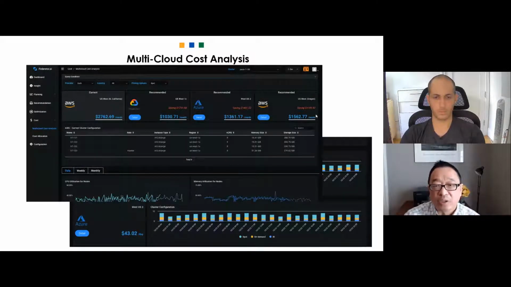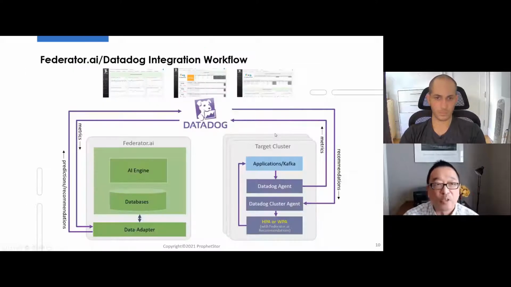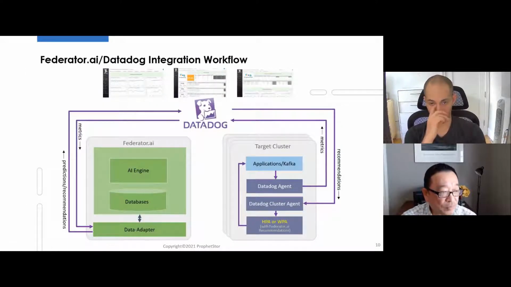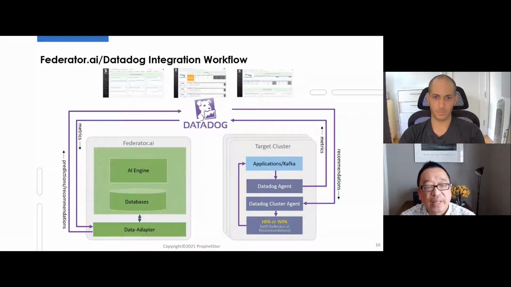So next, I want to actually go to the integration with Datadog. So how do we do integration with Datadog? To the end user, this is very simple. You install federated.ai in any of the OpenShift or Kubernetes clusters. And federated AI will continuously query the workload metrics of the target cluster from Datadog.